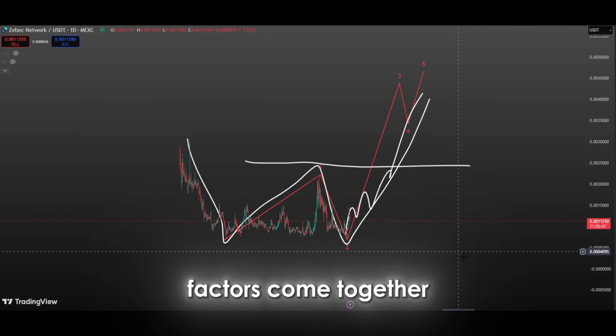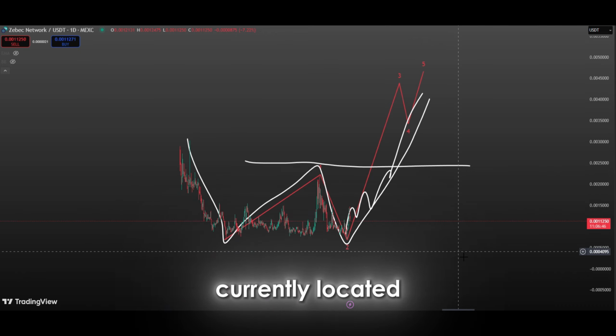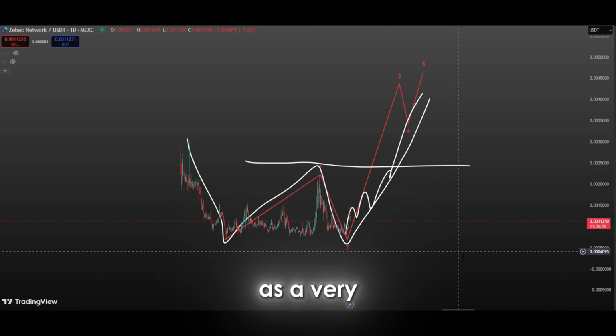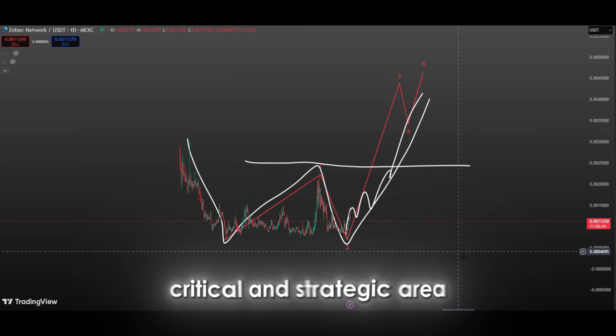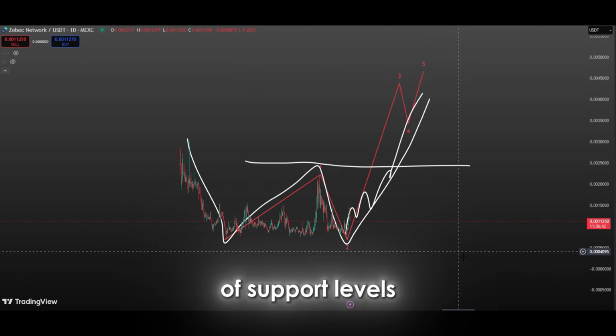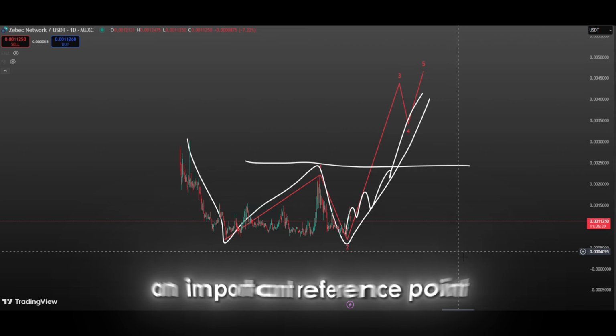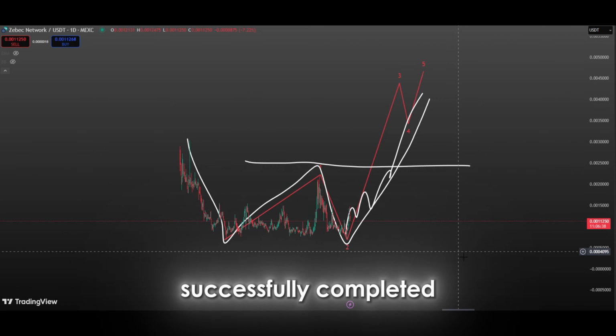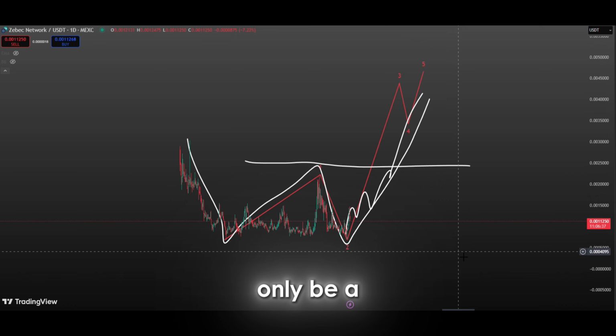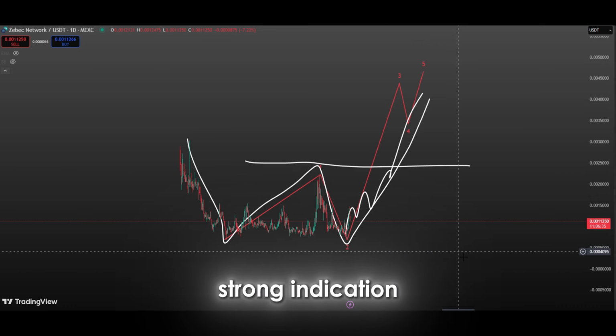When all these factors come together, the area where the price is currently located can be considered as a very critical and strategic area. Both the revisiting of support levels that have been tested in the past and the fact that investors are in the decision phase make this level an important reference point going forward. If the pattern is successfully completed, it would not only be a technical signal, but also a strong indication that market psychology is turning optimistic.